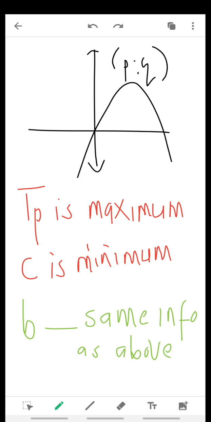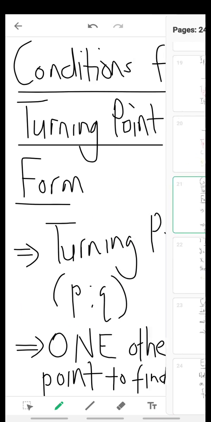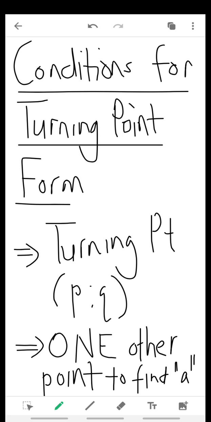Very, very important. Note that b still functions the same way as in the standard form, where we said it tells you where your parabola will be, more to the left or more to the right. Now let's look at the conditions that need to be satisfied for you to use the turning point form to determine the equation of a parabola. So these are the conditions. First of all, you must know the turning point of your parabola. It must be given to you. If you know it, then that's point number one.